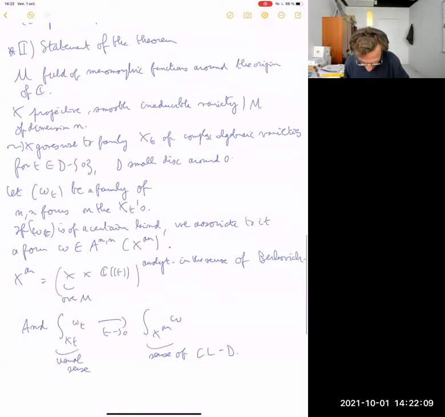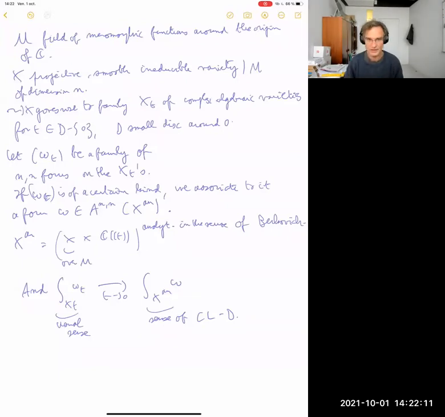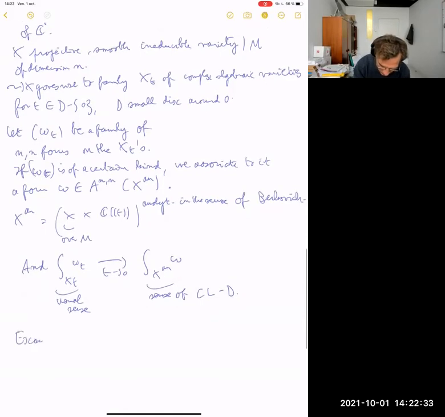So this is an instance of the general phenomenon I mentioned at the beginning. We have a family of complex objects here, complex differential forms, and the integral of a complex differential form on a complex algebraic variety. And it has a limit, and this limit is an integral of a Berkovich differential form on a Berkovich space. Okay, so what kind of example of good families omega t and of the form omega in the non-Archimedean world?